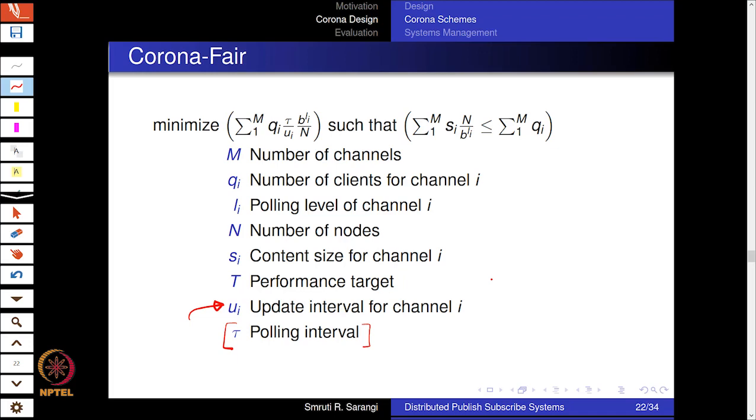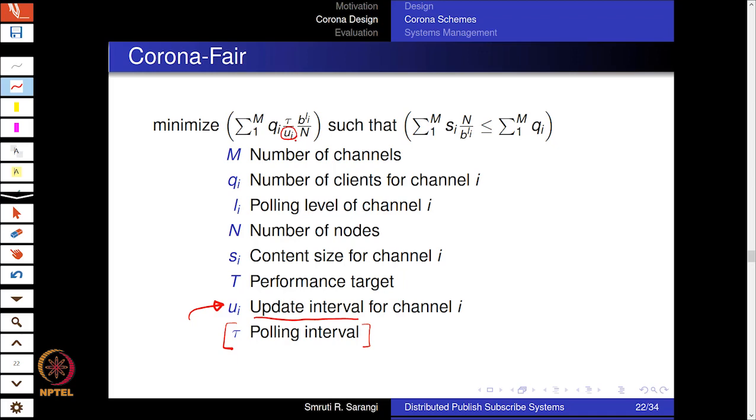But once the stock market has closed for the day, the update interval will actually be very high, right? Because the stock prices are not going to change. The stock prices will only change when the market reopens. So any kind of Corona polling should take this into account, and the rate of change of the content is what is coming up over here, right?